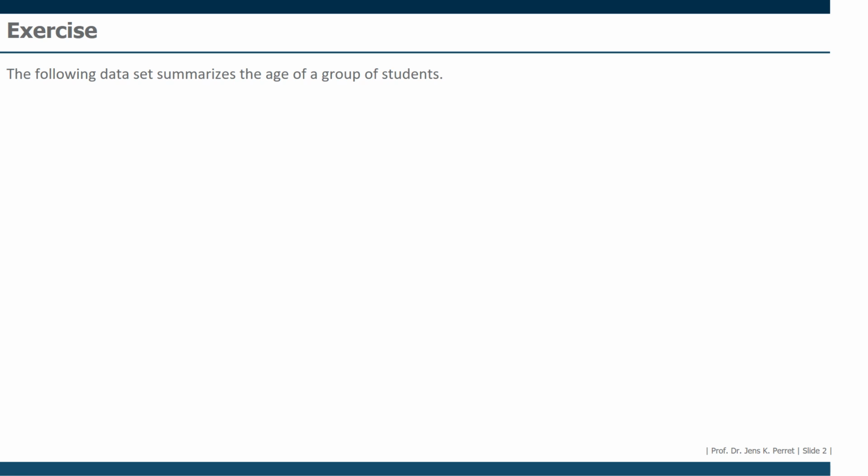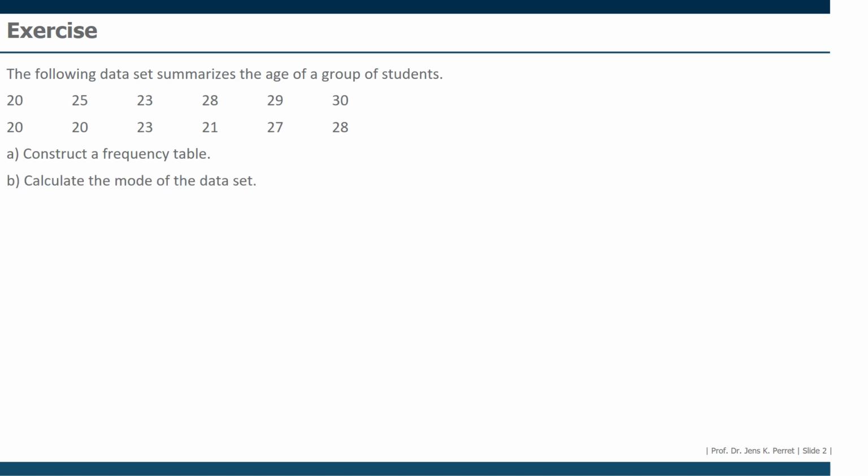Our task here is, using the following data set on the age of a group of students, which is given as follows, to first construct a frequency table and then, based in part on this frequency table, in part on the dataset itself, to calculate the mode of the dataset, the median, and the arithmetic mean. So let's start with the frequency table first.